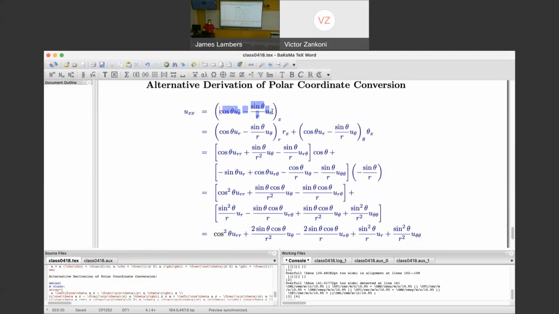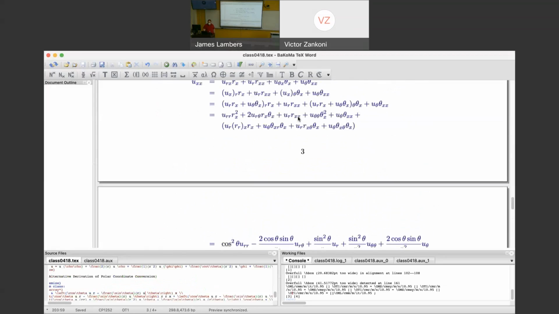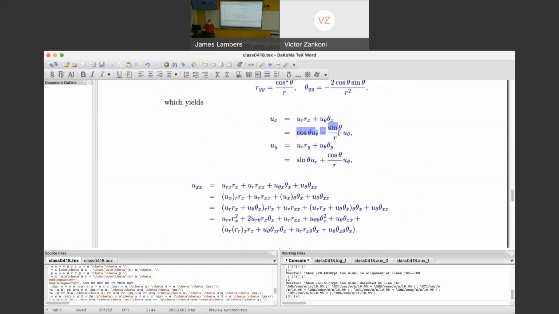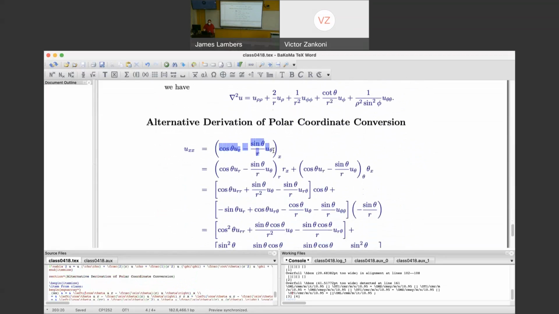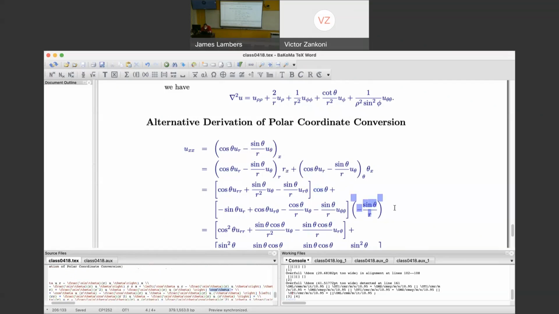Here I have a formula that actually did work out previously for ux. So if I just take that and fill that in here, so that this is ux, take a derivative of that with respect to x. But taking a derivative of anything with respect to x is the same as taking a derivative with respect to r times rx plus the derivative with respect to theta times theta x. And rx and theta x are known, so I just filled those in here.